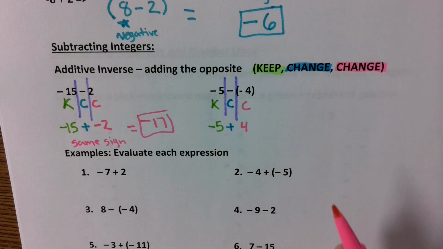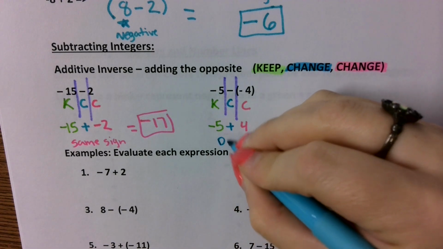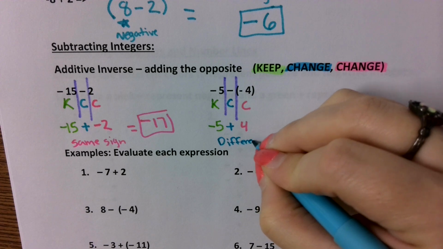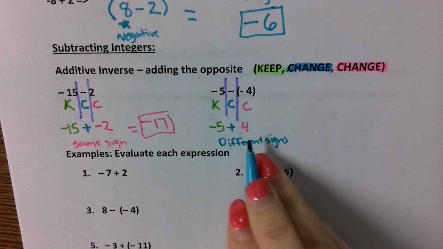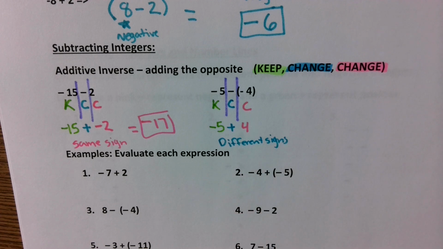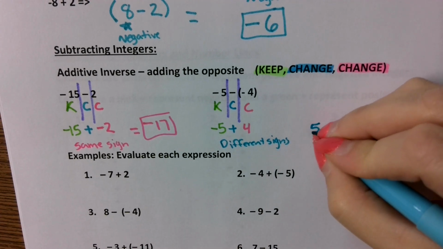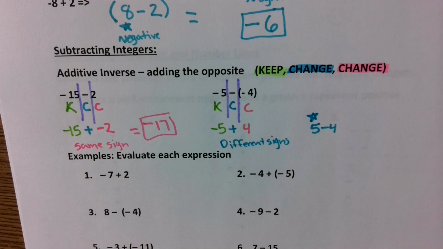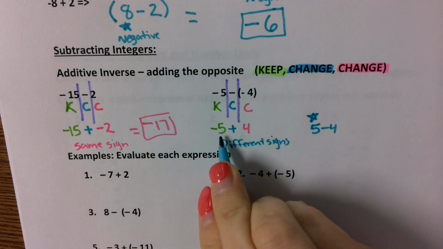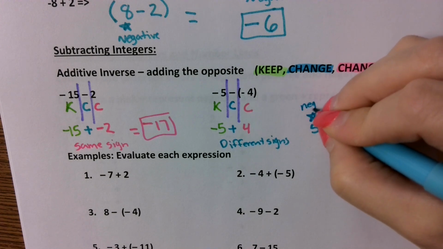Are these same signs or different signs? Different, right? These are our different signs. So we have to follow the rules for different signs. Remember, the rule for different signs is we're just going to subtract them and keep the sign of the larger number. So I'm really just doing 5 minus 4, and I'm keeping the sign for the 5. What was the sign for the 5? Positive or negative? Negative. So we're going to keep this negative.